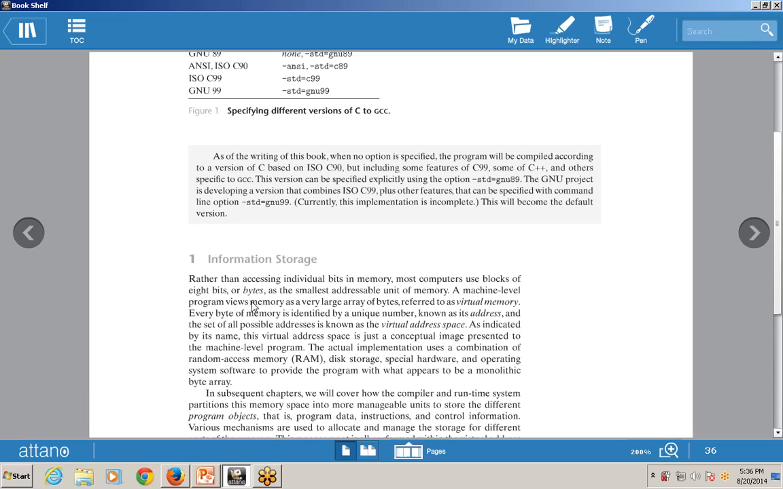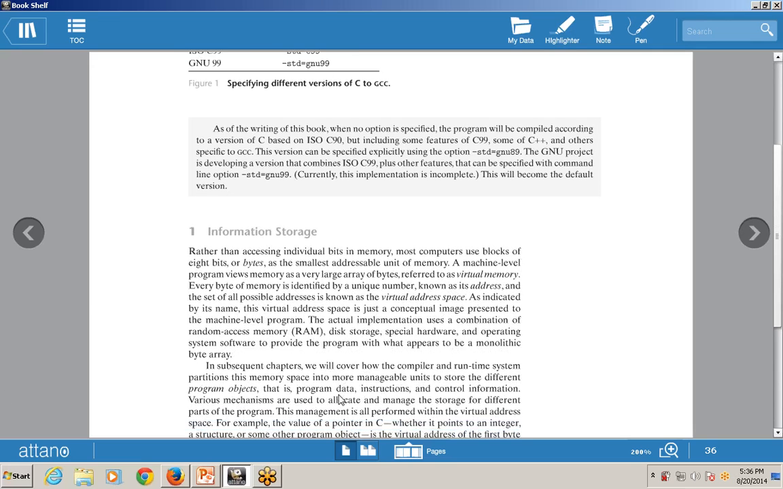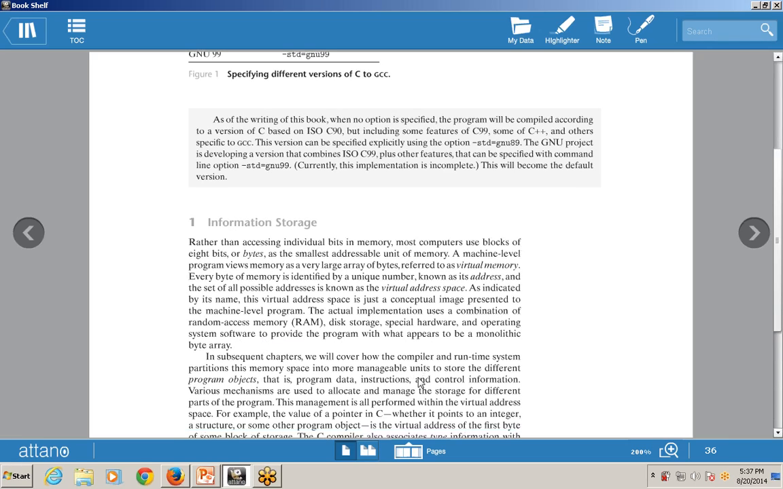A machine level program views memory as a very large array of bytes referred to as virtual memory. Each byte represents a virtual address. This says the actual implementation uses a combination of random access memory, which I told you is used for storage purposes, disk storage, special hardware and operating system software to provide the program with what appears to be a monolithic byte array.